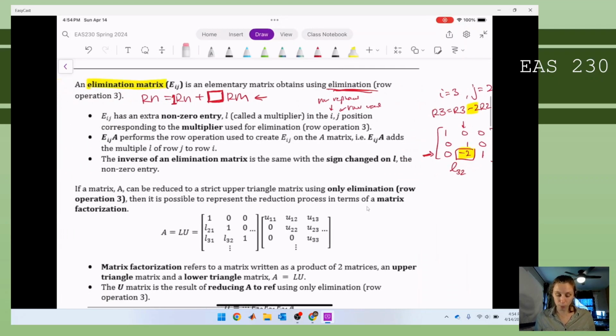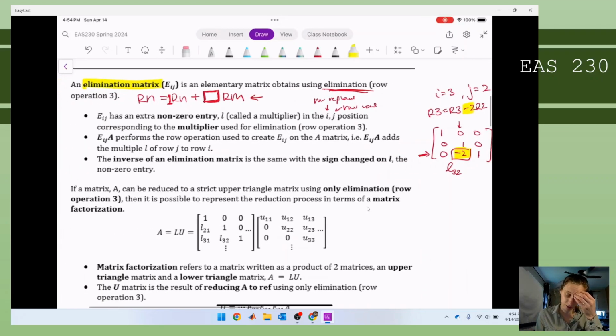So when we multiply E_ij, our elementary matrices, our elimination matrices, by a matrix, then it appears to actually do that row operation for us. This is really powerful because in MATLAB, in programming, in algorithmic design, if we can do something with just a basic matrix multiplication, it means things can go faster.